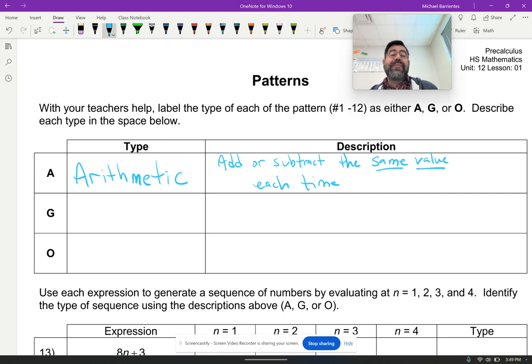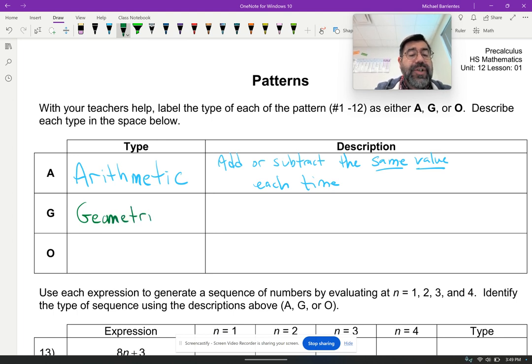So there's two types of patterns or sequences. Remember, a sequence is the ordered list of numbers. But an arithmetic pattern or an arithmetic sequence is one where you're adding or subtracting the same value every time. If you're adding or subtracting different values, well, then that's not arithmetic. And then the other one is geometric.